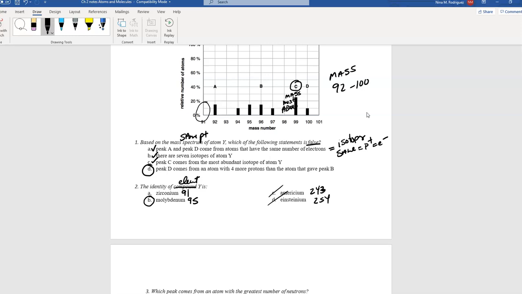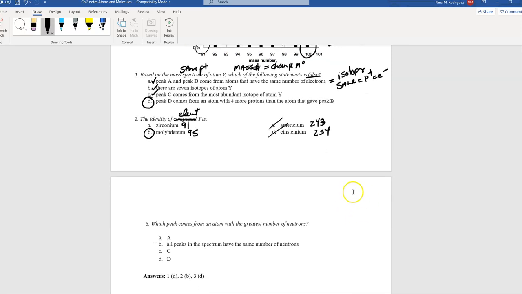So these all have the same protons, but the difference is because the mass is different. And if the mass number is different, that means it's changing only the neutrons. So if they all have the same protons, then peak 100 would have the most, oops, not mass, I keep writing the word mass, the most neutrons. Okay, so peak D, 100, as you see right here, and just for clarification according to the video, same answers as we got.